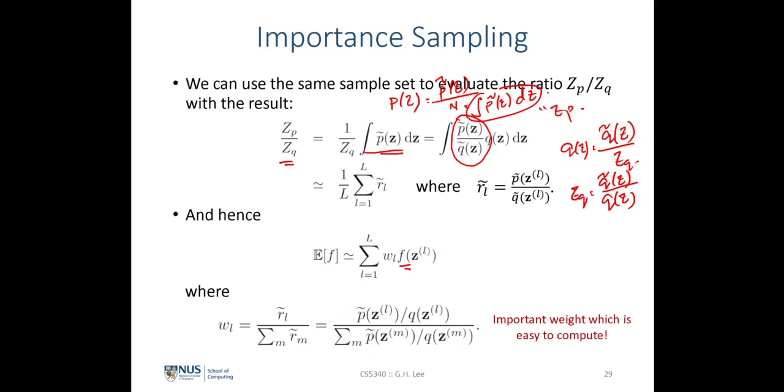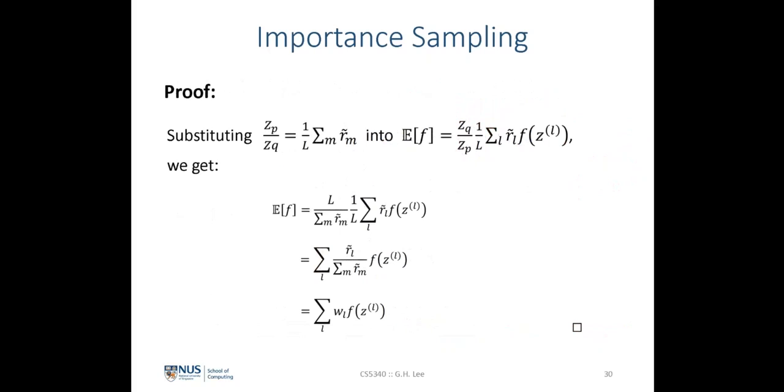Well, we can see that now the importance weight can be easily computed from the unnormalized form of the target distribution as well as the proposal distribution Q. Here's the evaluation where we can put this particular expression back into the expectation term to get this final expression over here.